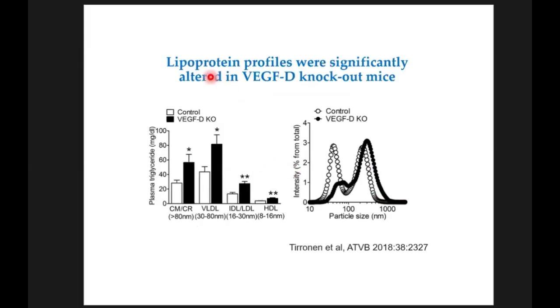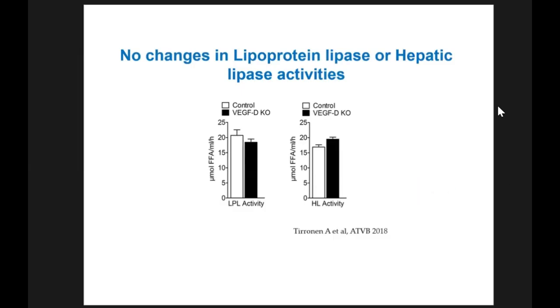What we then saw in these animals was that lipoprotein profiles were totally distorted. In black bars here, the VEGF knockout mouse has a lot of VLDL and actually large chylomicron lipoproteins as compared to the background mouse. The lipoprotein profile distribution in parties also was pretty abnormal. So when you knock out VEGF-D, you will get this type of profile.